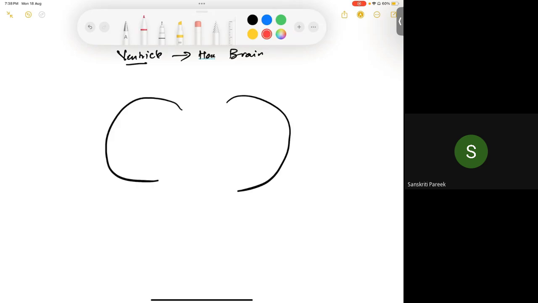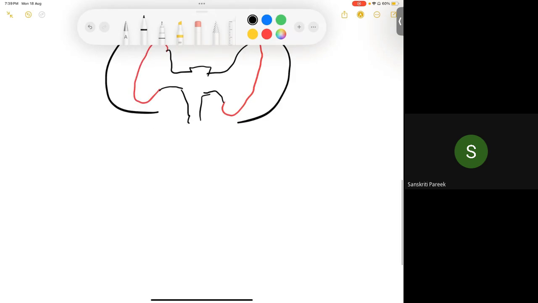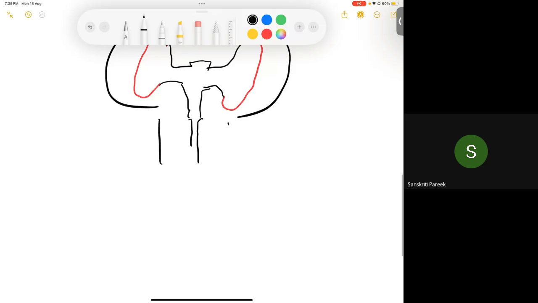So if this is your brain, your cerebrum, the cerebrum has two ventricles inside it, right? Lateral ventricles. The lateral ventricles basically join with another ventricle which is present in the diencephalon. That is going to be your third ventricle. Is it clear? The third ventricle is going to come down into the midbrain. You have the cerebral aqueduct, right?